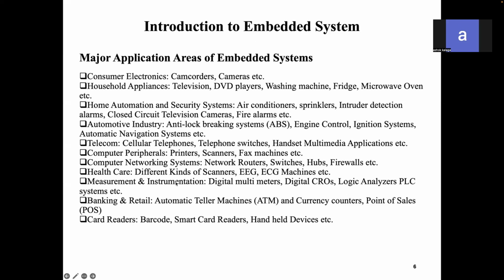In healthcare, we can use different kinds of scanners like ECG. EEG is for the brain and ECG is for the heart. Banking and retail: ATM, automatic teller machines, currency counters, point of sales, POS terminals, like barcode and smart card readers, any handheld device. So these are all the major application areas of an embedded system.